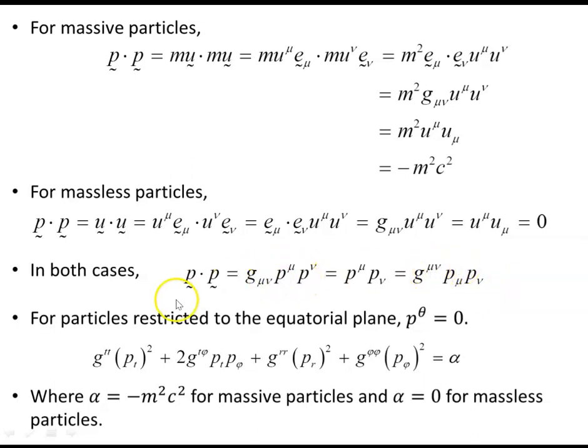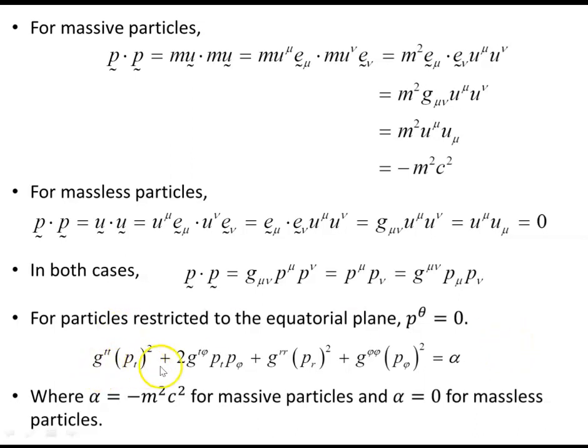They mean the same thing. For particles restricted to the equatorial plane, the contravariant component p theta is 0, and so we can leave that out. We're now dealing entirely and only with the equatorial plane, as long as we can make that assumption, which we have.